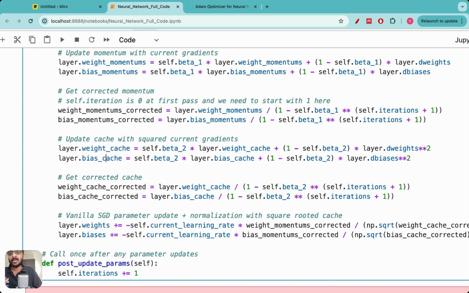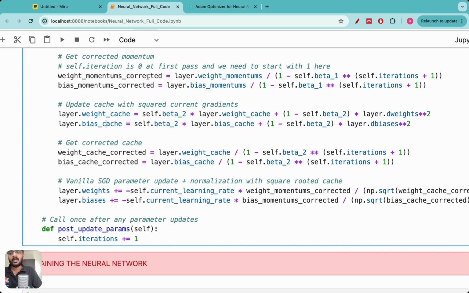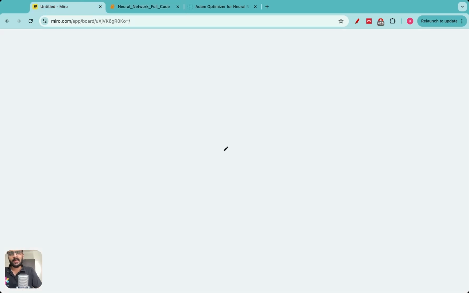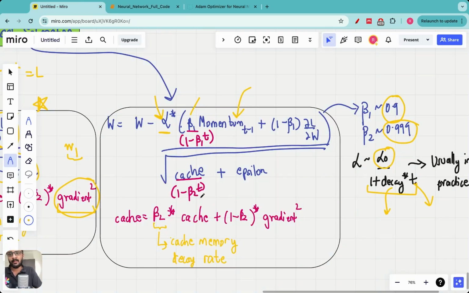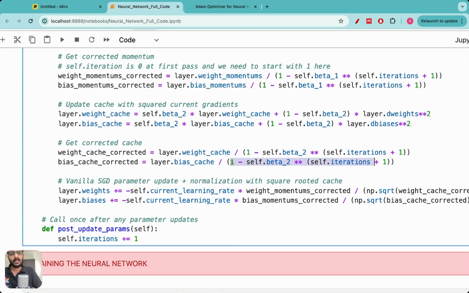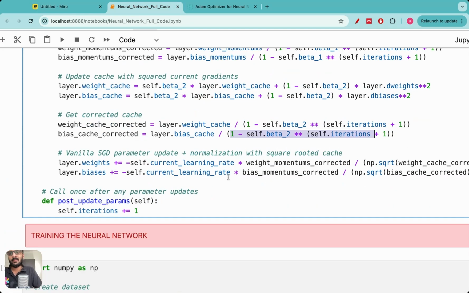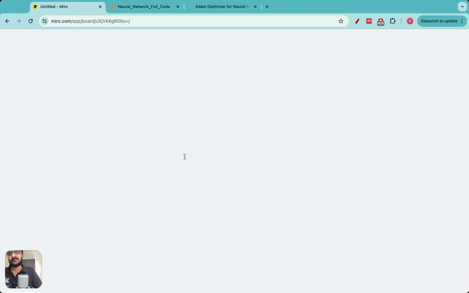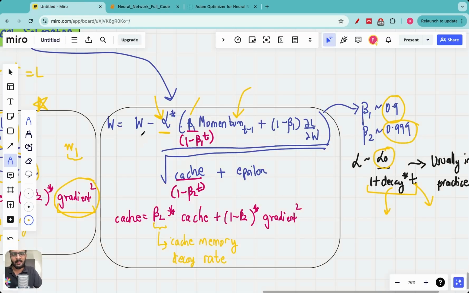And similar to the correction term which we introduced for the momentum, a similar correction term needs to be introduced for the cache. So remember, in the denominator we are dividing by 1 minus beta 2 raised to t. So here also we'll be dividing by 1 minus beta 2 raised to t in the code. And then finally we'll just be applying this formula: the current weight equal to prior weight minus alpha into the momentum divided by square root of cache plus epsilon.